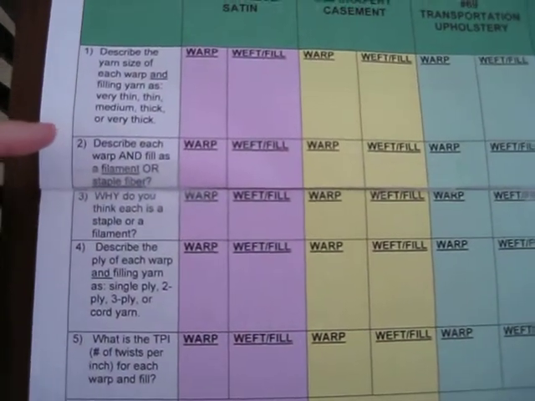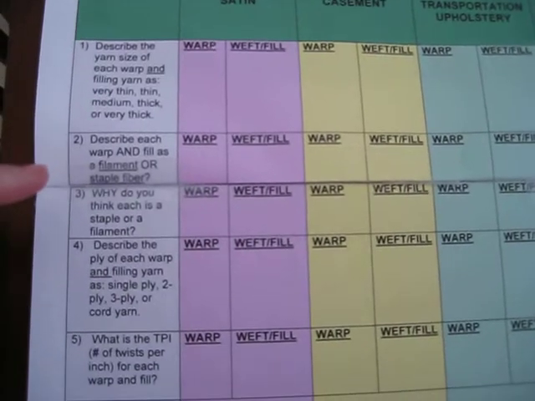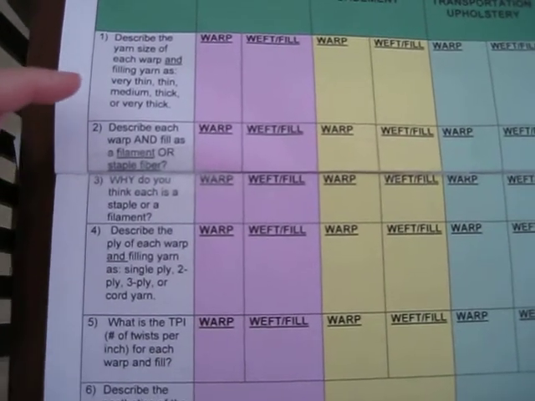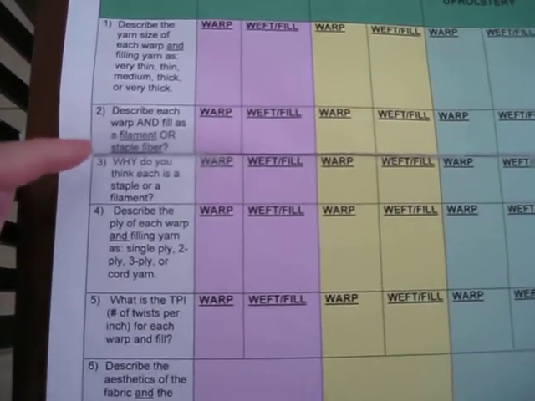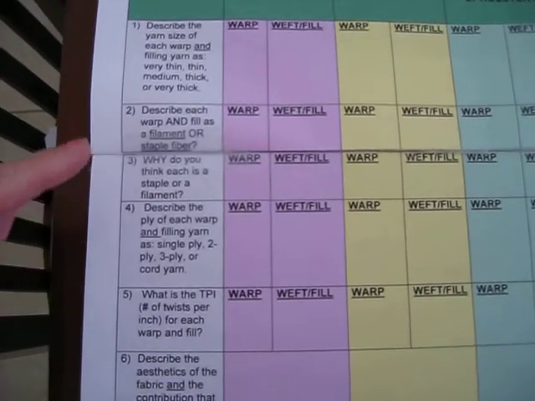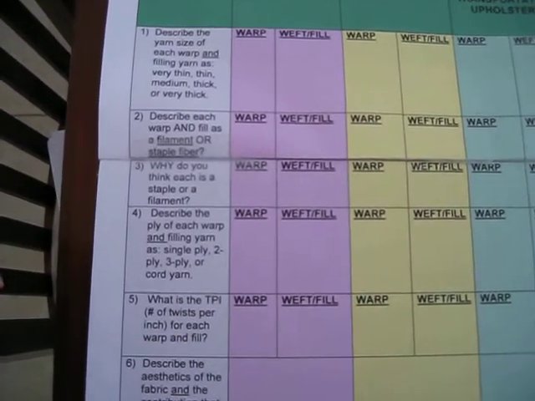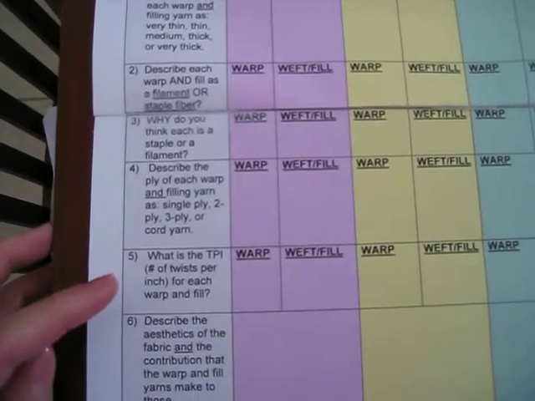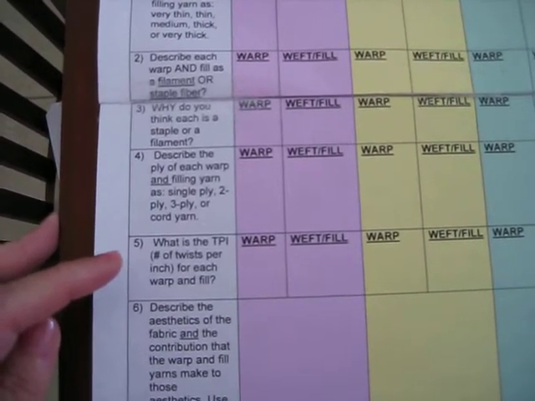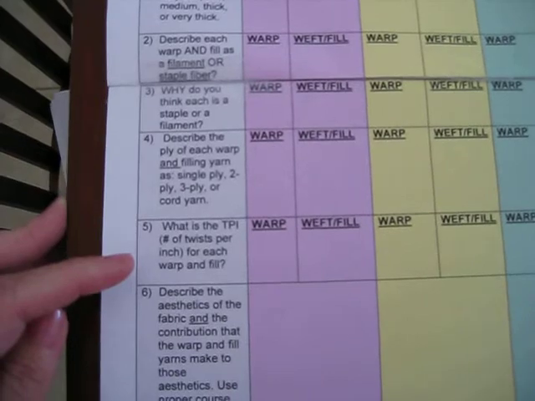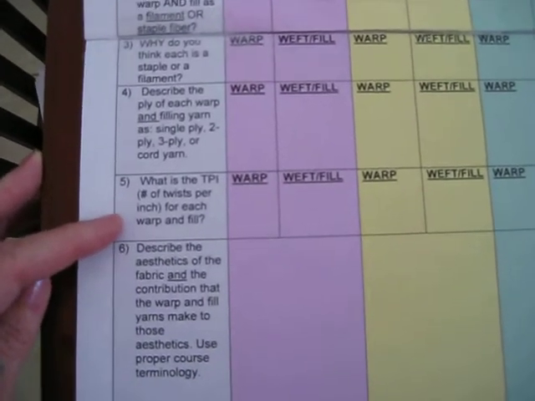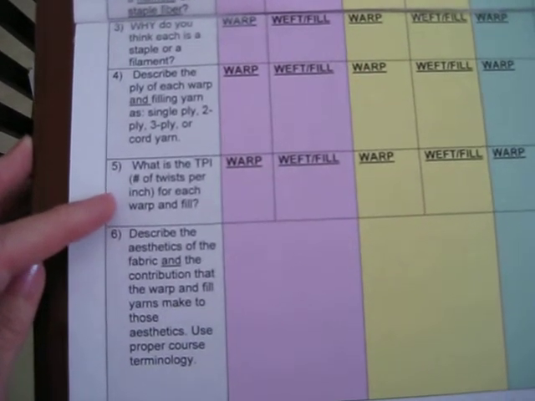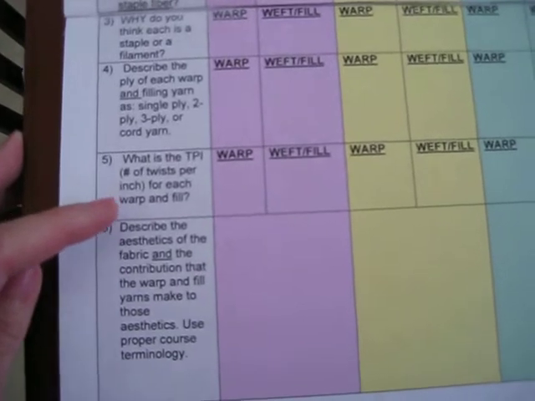1, describe the yarn size of each warp and filling as very thin, thin, very thick, etc. 2, describe each warp and fill as either a filament or staple fiber. 3, why do you think each is a staple or filament? 4, describe the ply of each warp and filling yarn as either a single ply, 2 ply, 3 ply, or cord yarn. 5, what is the TPI, which is turns per inch, for each the warp and the fill.